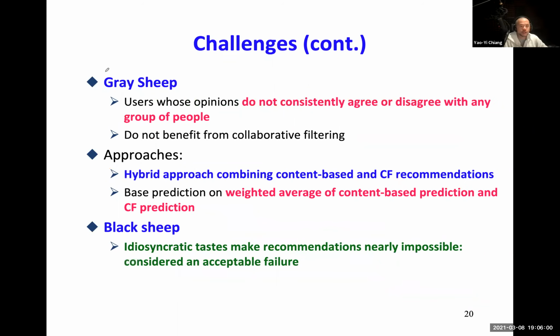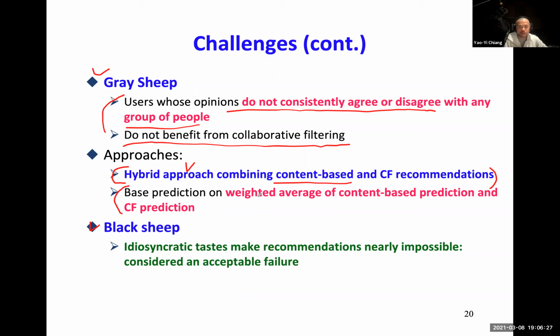You might have other problems, gray sheep, black sheep. Gray sheep are users whose opinions do not consistently agree or disagree with any group of people. So this type of user does not benefit from collaborative filtering. Hybrid approaches would work if you combine the CF approach with a content-based approach. We're going to talk about hybrid approaches today. Then you base your prediction on weighted averages of your content-based prediction and your CF predictions.